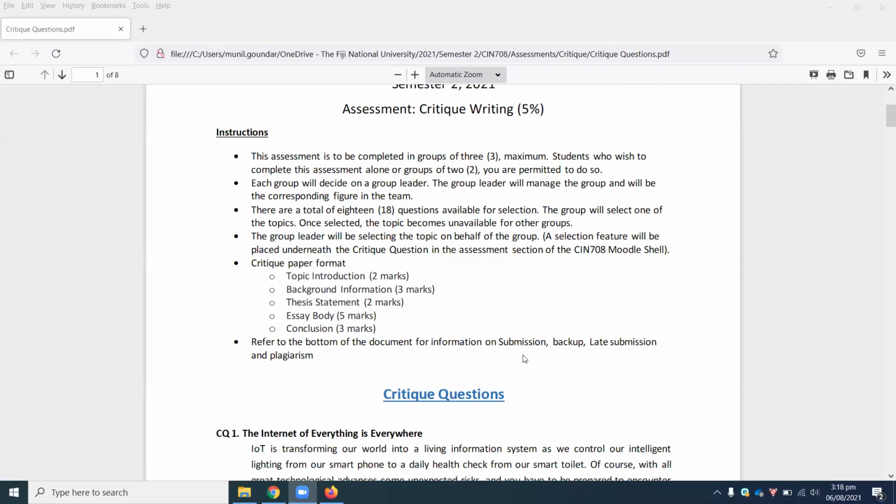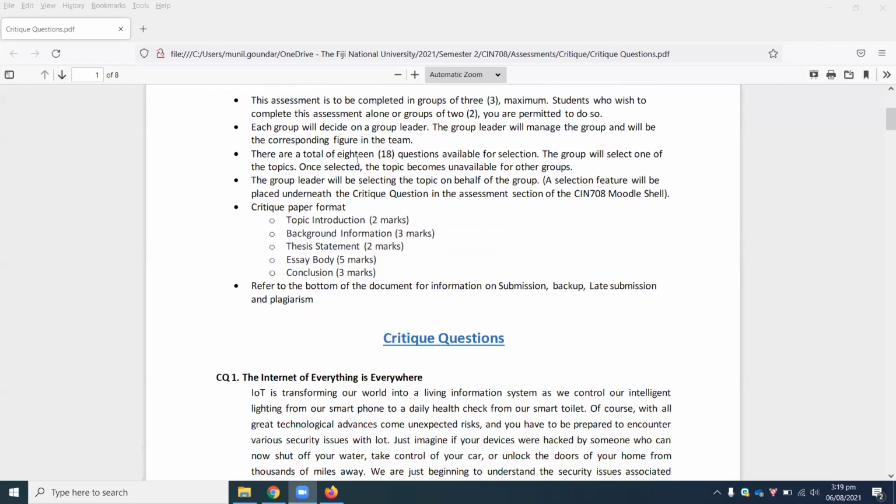Yes, sir. Okay. Now, furthermore, each group will decide on a group leader. The group leader will manage the group and will be the corresponding figure in the team. So at the very beginning, I mentioned the group leader would be the one choosing the question. There are a total of 18 questions available for selection. The group will select one of the topics. Once selected, the topic becomes unavailable for the other groups.